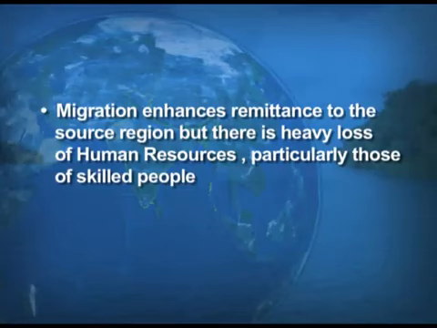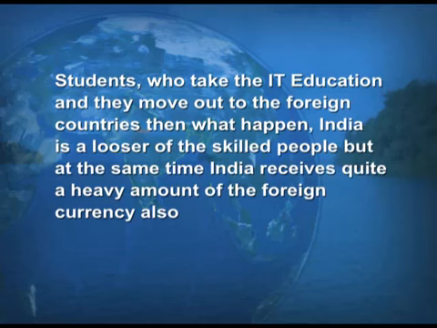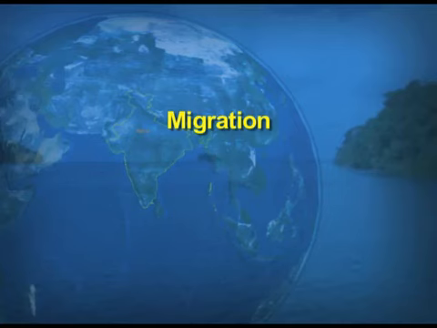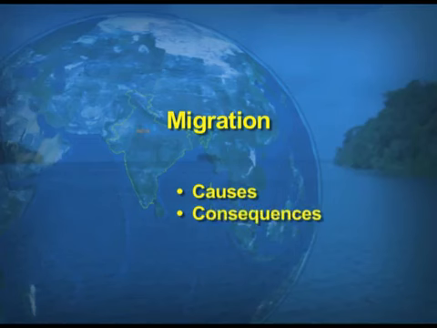Migration enhances the remittance to the source region, but there is a heavy loss of human resources. For example, children, when our IT professionals, the students who take the IT education, move out to foreign countries, then what happens? India is a loser of the skilled people, but at the same time India receives quite a heavy amount of foreign currency also. So, children, till now we have discussed the chapter migration, their causes and consequences.